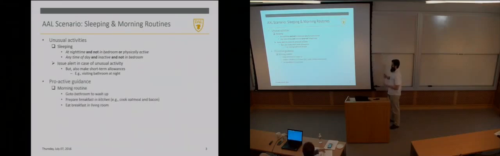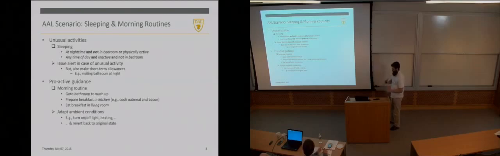So a second, more complex routine is a morning routine. You go to the bathroom to wash up, you go to the kitchen to make your breakfast, for instance, cooking a whole meal, cooking bacon, making coffee and so on, and then eating that breakfast in your living room or dining room and so on. So we would proactively guide the patient through this morning routine. So like I said, we can actually automatically execute certain subtasks to help the patient do that. We can adapt ambient conditions like turning on the light, turning off the light, turning on the heating, turning on the stove, and so on, right?